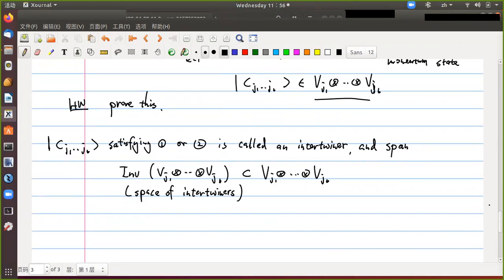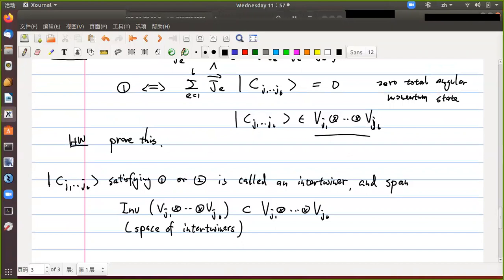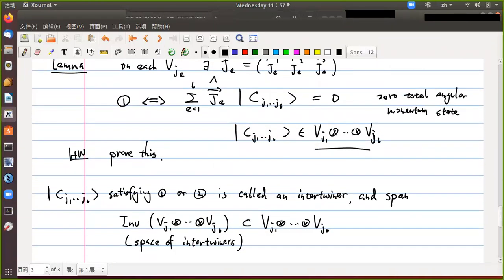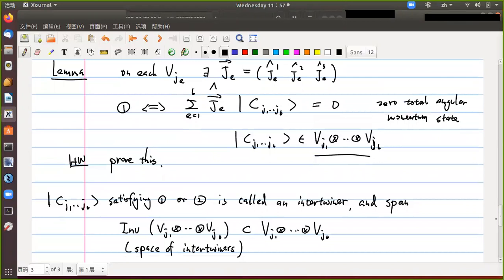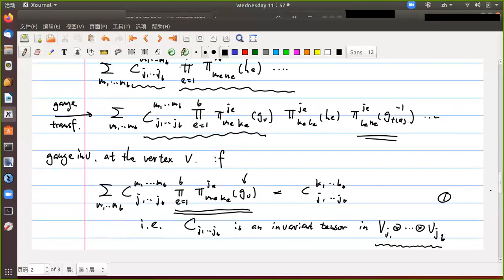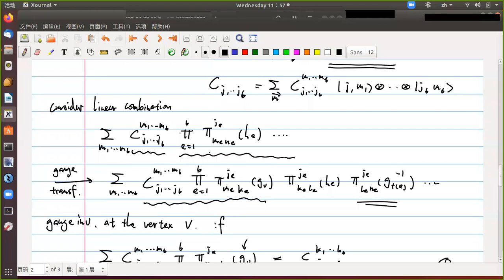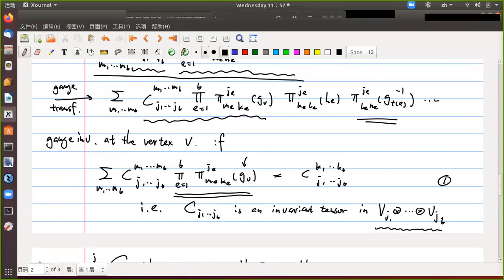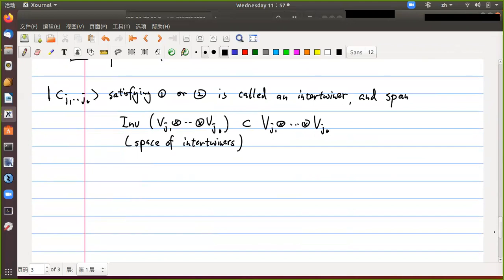Okay, so now we see that in order to construct gauge invariant wave functions, we just need to insert these intertwiners at all the vertices and make contraction with the previous basis. We just need to do this kind of linear combination. Then we get gauge invariant states. So now we can construct the basis of gauge invariant wave functions.